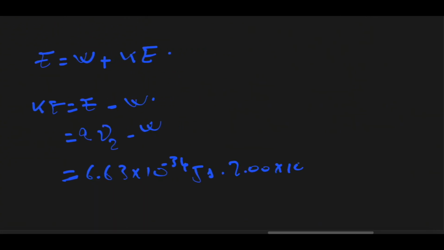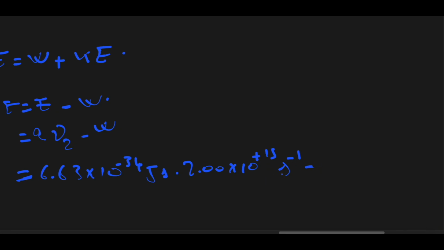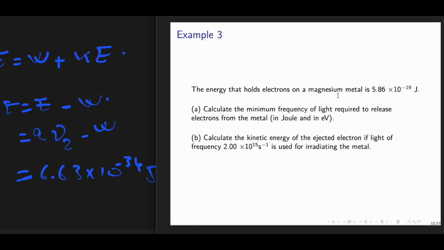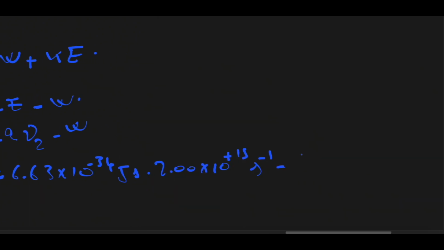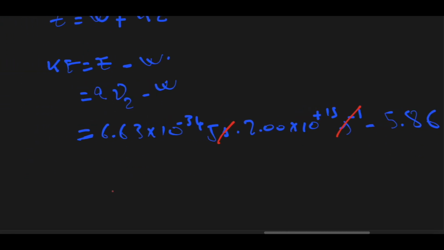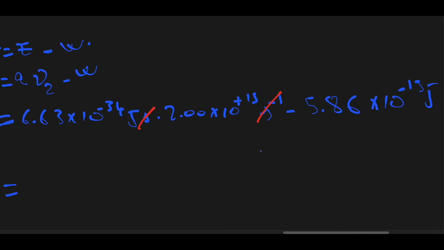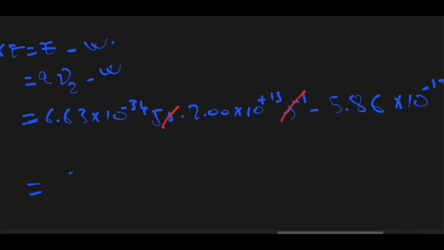2 times 10 to the positive 15 second to the minus 1, minus the binding energy, which is equal to 5.86 times 10 to the negative 19 joule. So we can see here that we'll get a value in joule. So the kinetic energy in this case is obtained from this calculation, which is equal to 7.40 times 10 to the negative 19 joule.